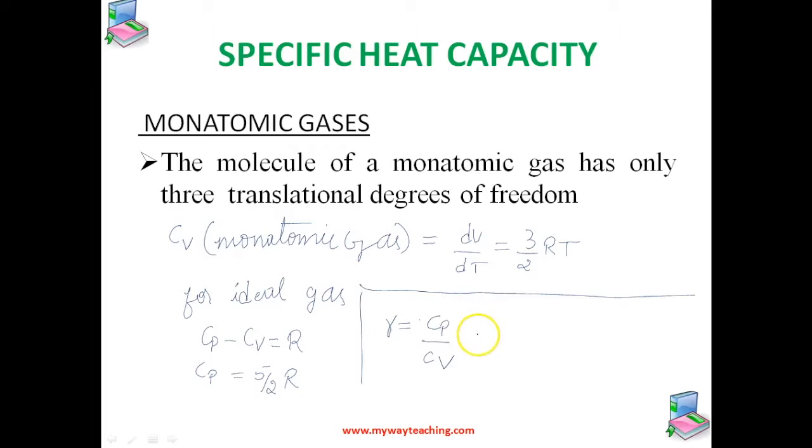So Cp, we already know, is 5/2 into R, and Cv is 3/2 into R, the R cancels and we get 5/3, isn't it? So this is the ratio of specific heats. This is for a monoatomic gas. Now let us see for a diatomic gas.